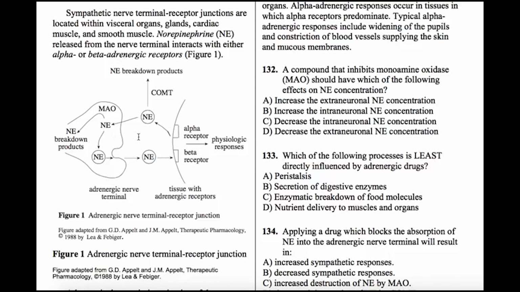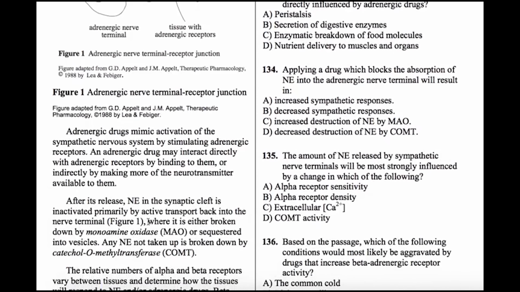It's very simple, right? It looked like it was crazy, but you just have to apply what you know about neurons, action potentials, and neurotransmitters, and then this picture is very simple. Okay, so let's move on. Adrenergic drugs mimic activation of the sympathetic nervous system by stimulating adrenergic receptors. Okay, that's pretty obvious.